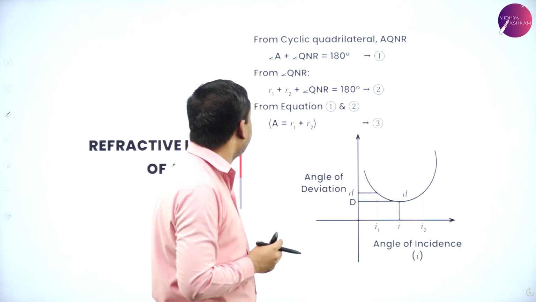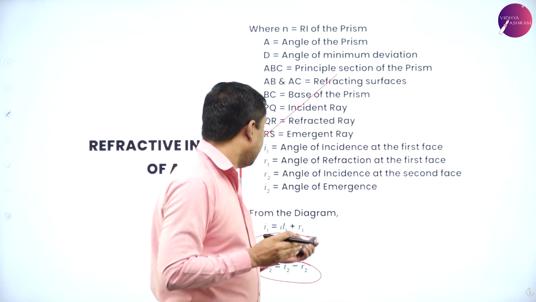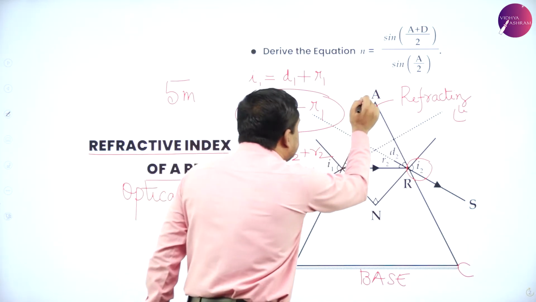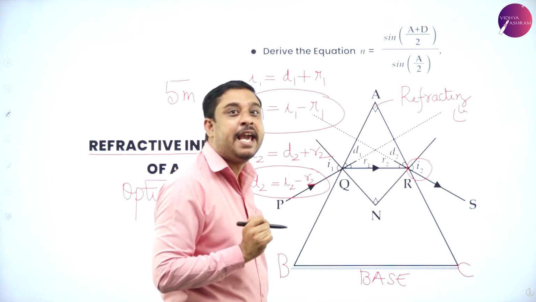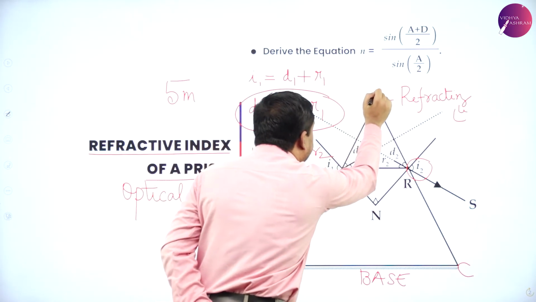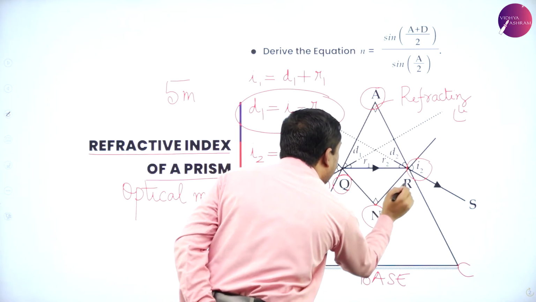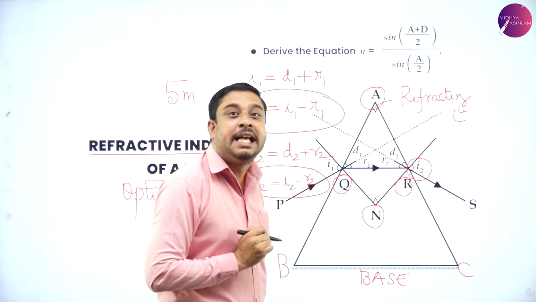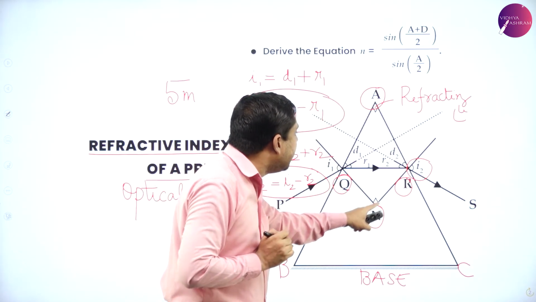For that, going back to the diagram, observe carefully. I want all of you to observe. There is a cyclic quadrilateral. What do we call it? Cyclic quadrilateral A, Q, N, R. So we have a cyclic quadrilateral A, Q, N, R.